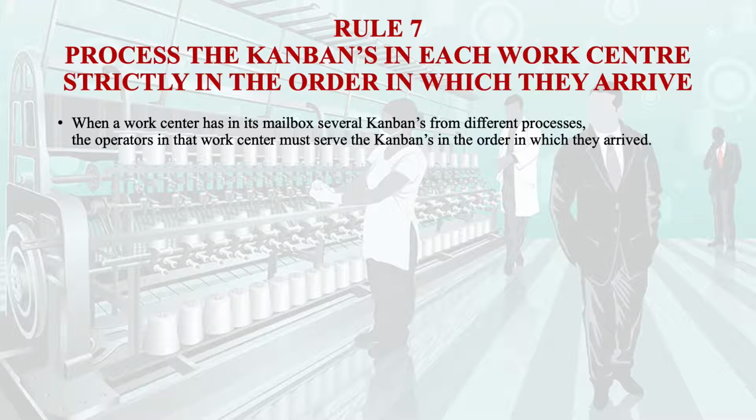Now we will discuss rule 7. It says to process the Kanban in each work center strictly in the order in which they arrive. When a work center has in its mailbox several Kanban from different processes, the operator in the work center must serve the Kanban in the order in which they arrived. That means if there are Kanban A, B, C, D and they arrive in the sequence D, C, B, A, the operator should take them in that sequence only.